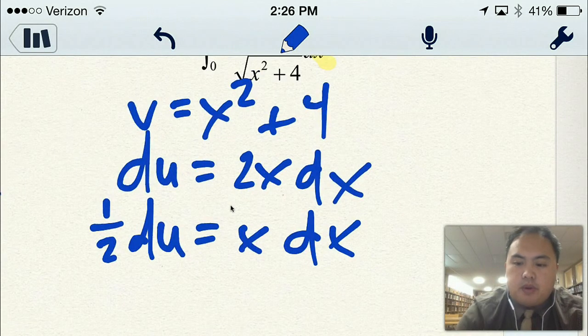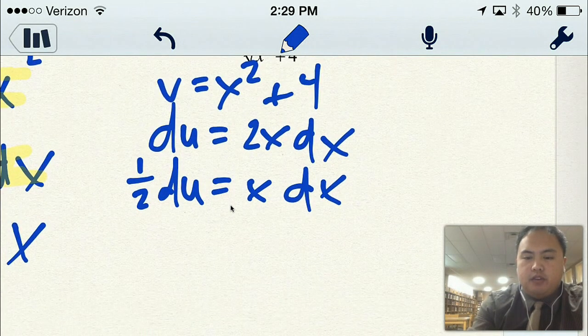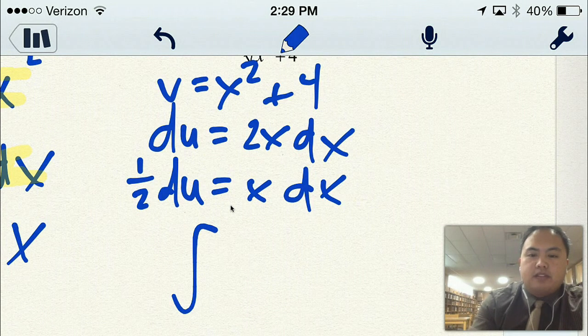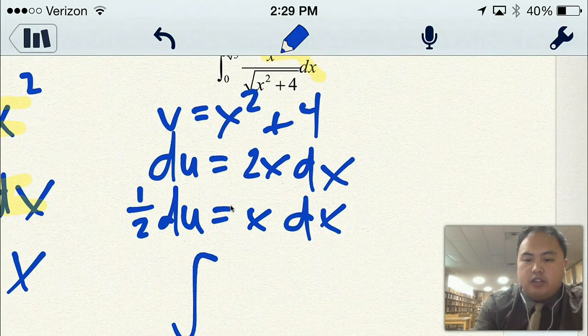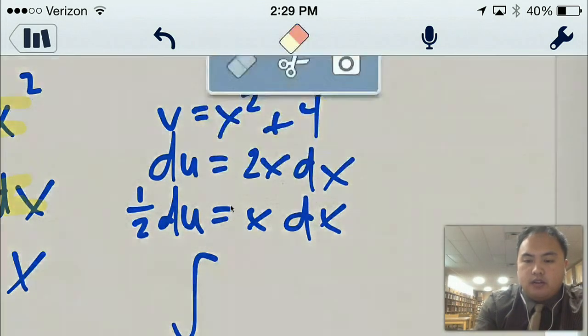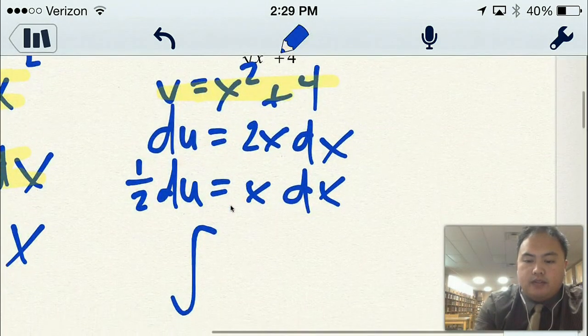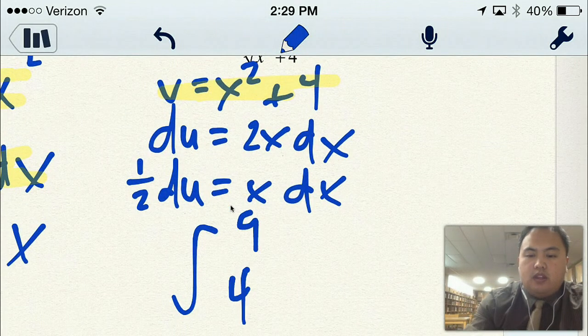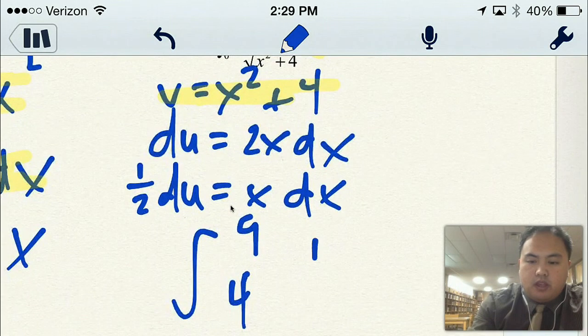Now, when I rewrite the problem, I'm going to plug this back in. Again, the biggest mistake people make is to forget to change the bounds. To change the bounds, I plug into my u equals equation and just plug in the x's. In this particular case, I have 0 and radical 5. If I plug in 0 here, I'm going to get 4. And if I plug in radical 5, I'm going to get 9. Then it becomes 1 over radical u, and my x dx will turn into 1/2 du.